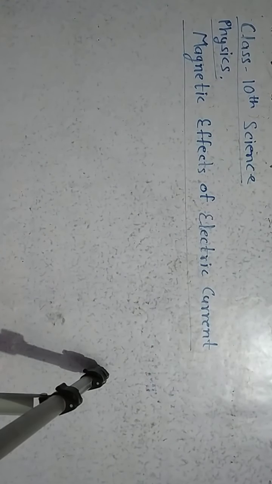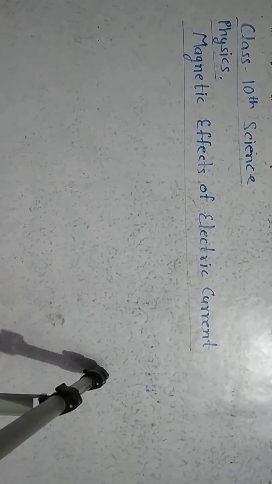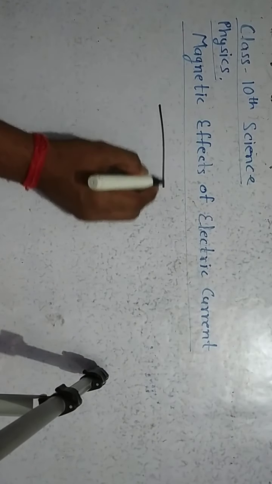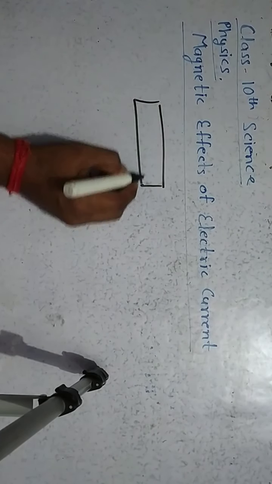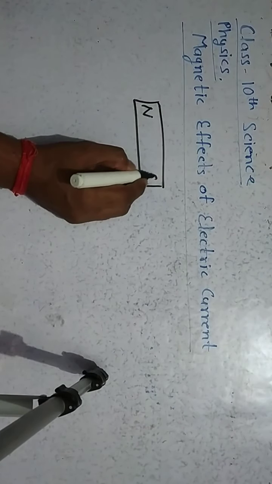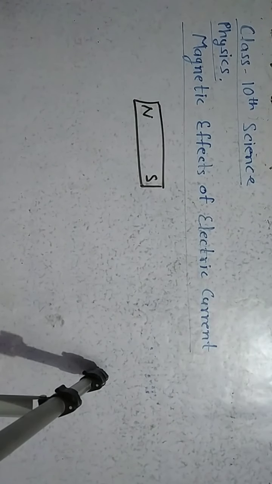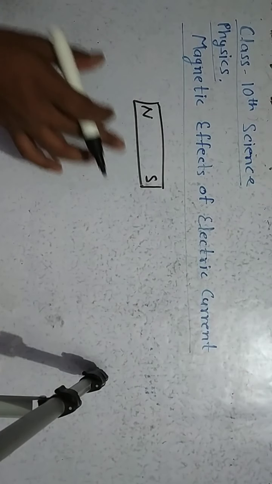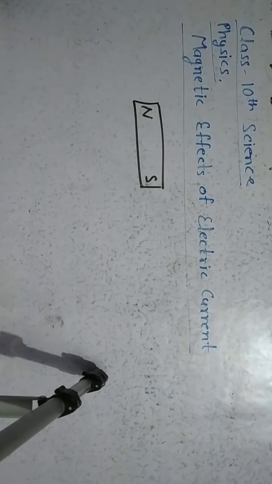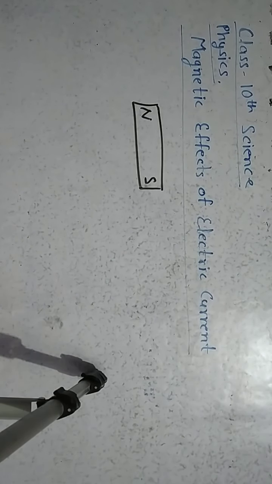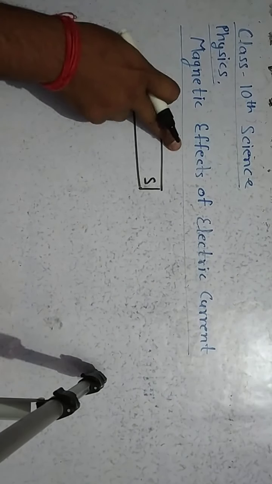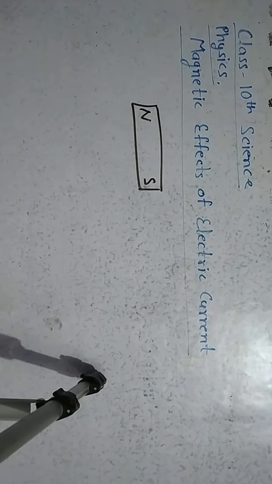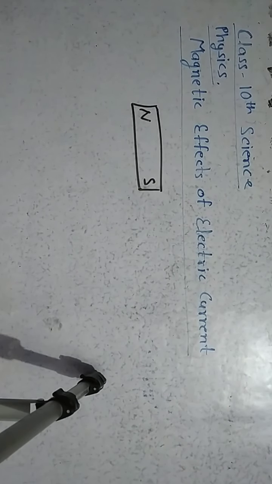What is magnetic effect? We know about the magnets. Magnets have two poles, like north pole and south pole. We know that a natural magnet is an ore of iron called magnetite.